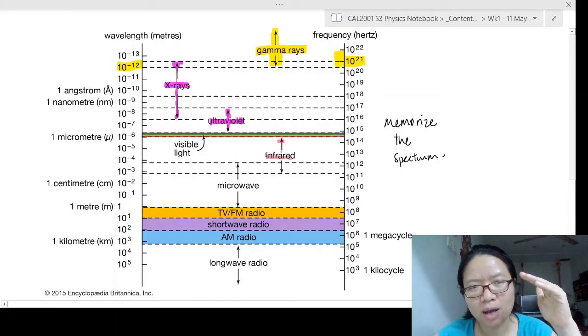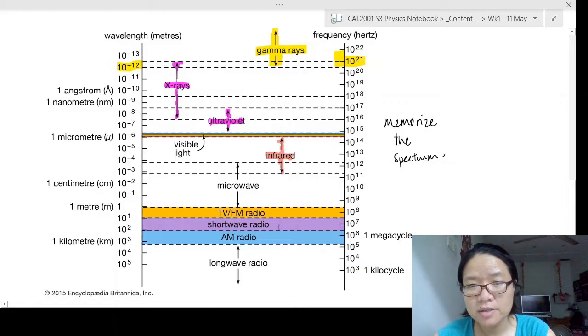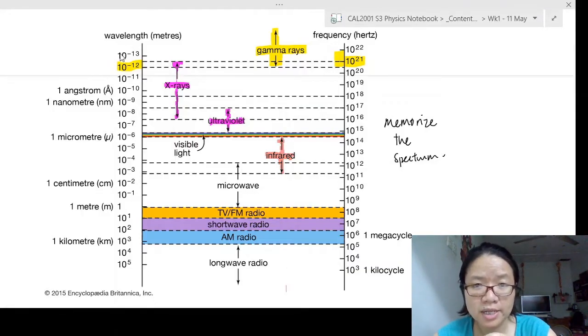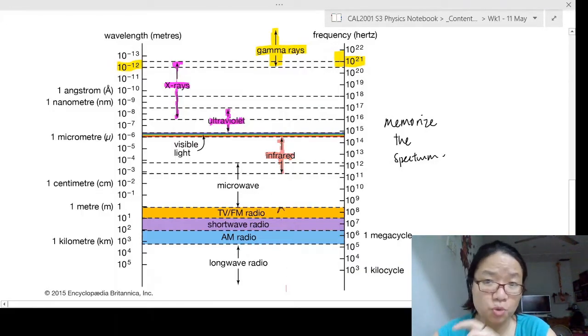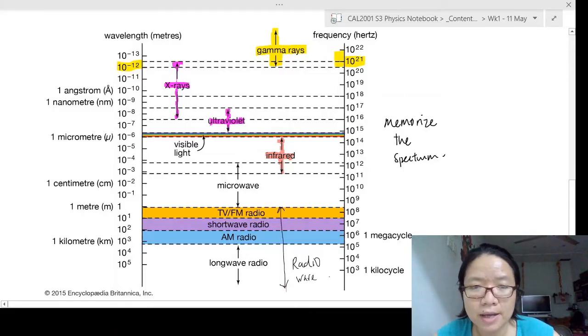So closer to the upwards of visible light, you get ultraviolet. Closer down to red, you get infrared. Purple light and blue light have a higher frequency and higher energy than red light. Follow the order of your rainbow.